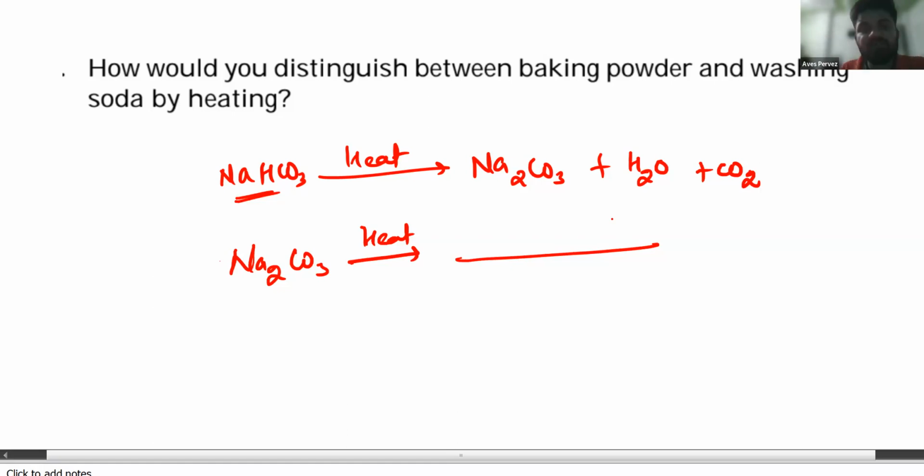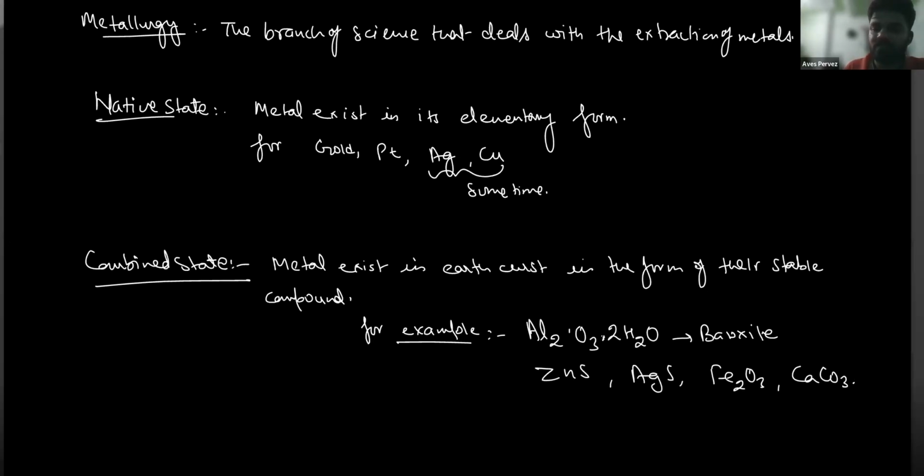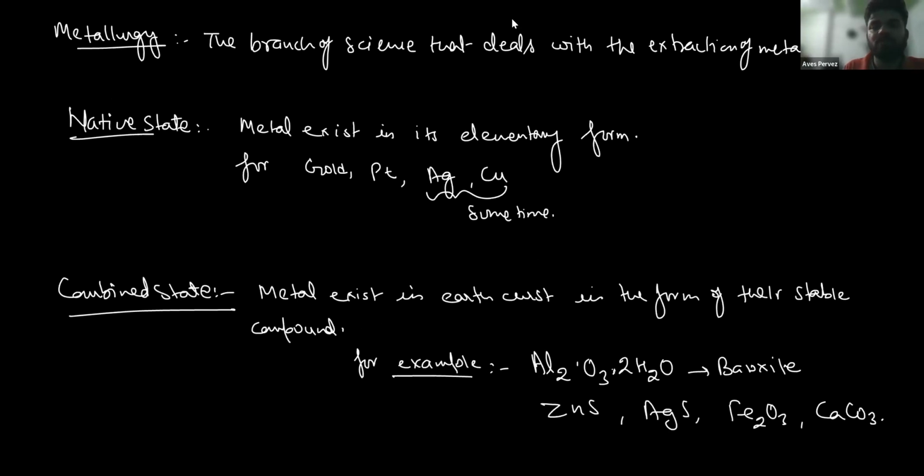So today we're going to discuss a very important part of this metals and non-metals chapter, that is metallurgy. So let us begin with the metallurgy topic. Metallurgy means the extraction of metals from the ore. Okay. Got it?